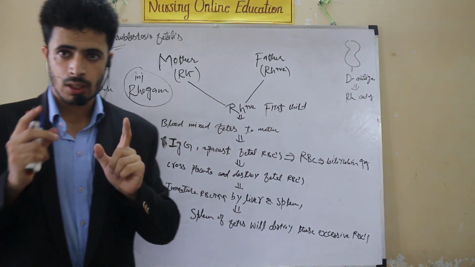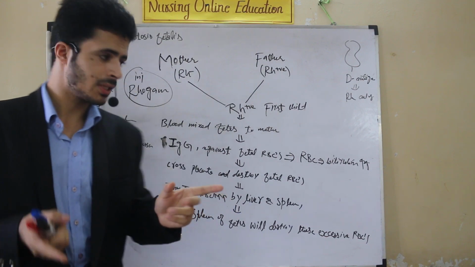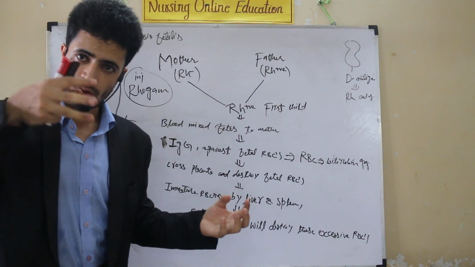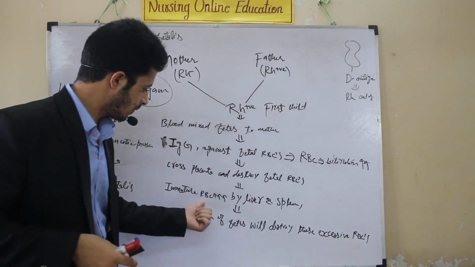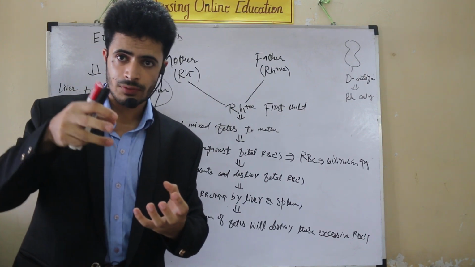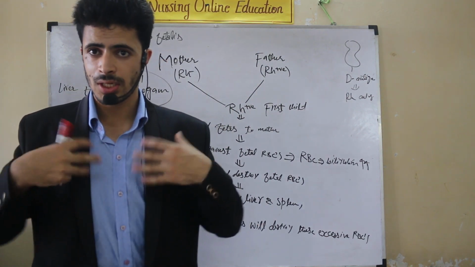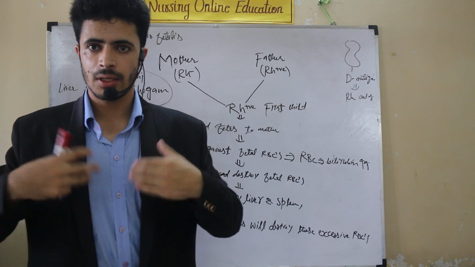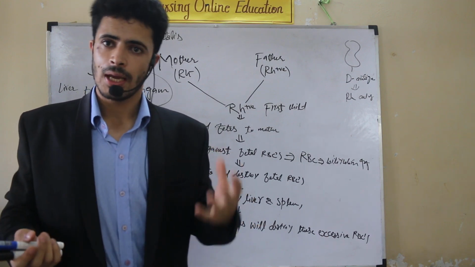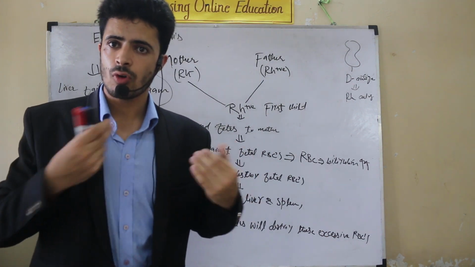The body now has IgG antibodies. When the next pregnancy occurs, these IgG antibodies will cross the placenta and destroy the RBCs of the second fetus. And what will happen? When it destroys the RBCs of the fetus, the fetus has to increase the RBCs again. So there will be more production of RBCs from the liver and spleen. At the same time, there will be immature RBC production.